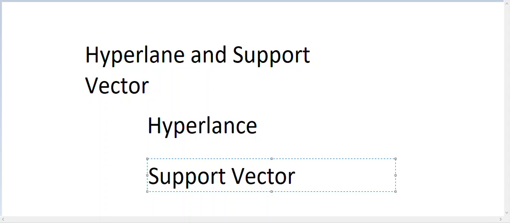Now the support vector side: data points or vectors that are closest to the hyperplane and which affect the position of the hyperplane are termed as support vectors. Since these vectors support the hyperplane, it's called a support vector.